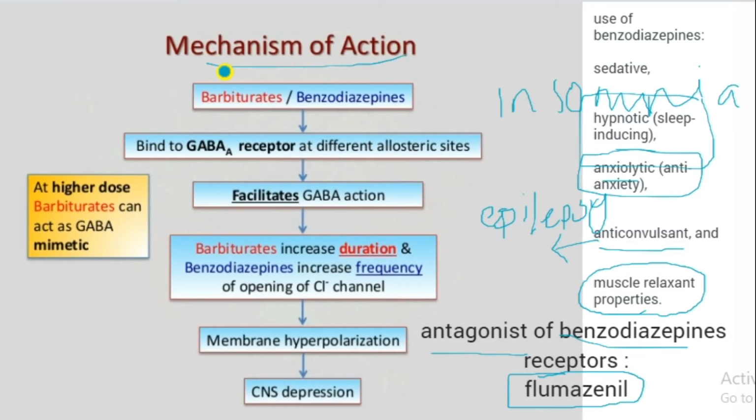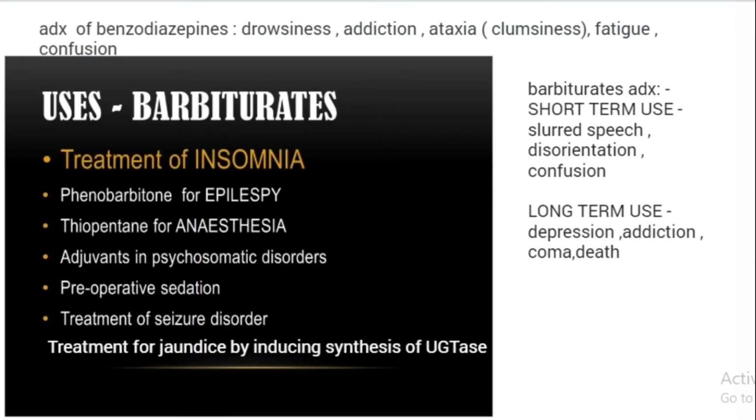So mechanism of action of barbiturates and benzodiazepines: bind to GABA receptor at different allosteric sites, facilitates GABA action. Barbiturates increase duration, benzodiazepines increase the frequency of opening of chloride channel, membrane hyperpolarization, central nervous system depression. At higher doses, barbiturates act as GABA mimetic. The adverse effects of benzodiazepines: drowsiness, addiction, ataxia or clumsiness, fatigue, confusion.